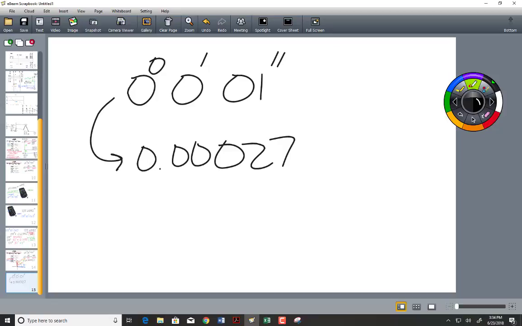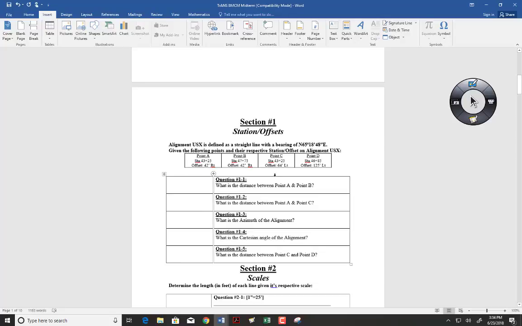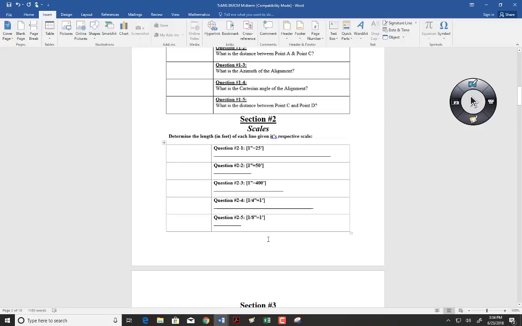Questions? So that covers section 1. Any other questions on section 1? Section 2, scales.